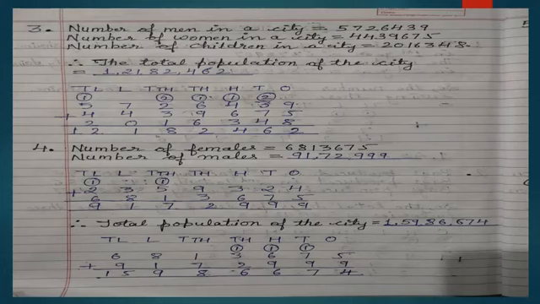So children, first you have to write the number of females, then for getting the number of males you have to add the extra number to the female number. After getting the number of males, you have to add both the number of males and females. So you get the total population of the city. So the total population of the city is 1 crore 59 lakhs 86,674.